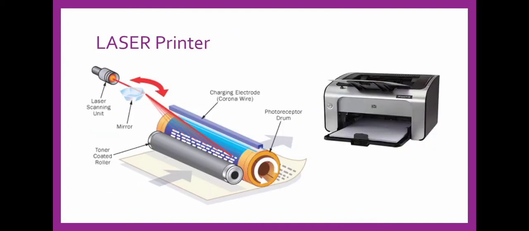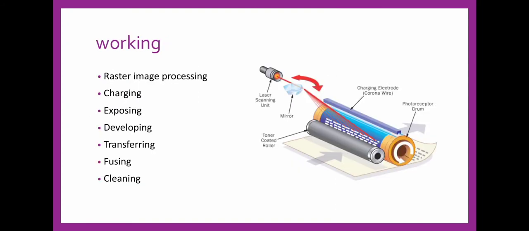A laser printer is a type of printer that uses a laser and electrical charge model instead of the traditional printing of ink onto paper. Laser printers have increased the neatness and sophistication of print objects with a typical resolution of 600 dots per inch or higher. Laser printer working can be explained in 7 steps. They are image processing, charging, exposing, developing, transferring, fusing, cleaning.